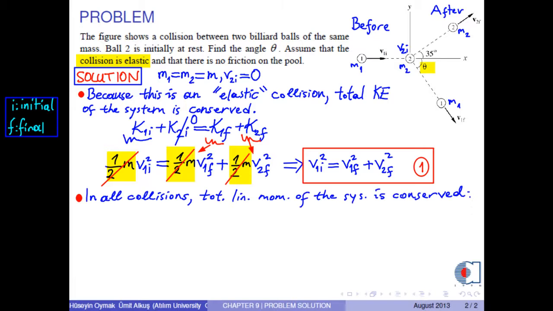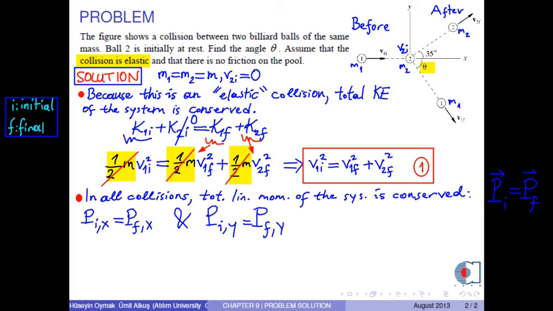In all collisions, total linear momentum of the system is conserved. Namely, initial total momentum of the system equals final total momentum of the system. This equality of vectors states that their x components are equal, also their y components are equal individually. Let us decompose the final velocities onto x and y components as follows.